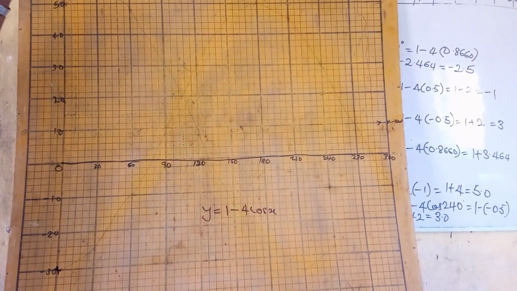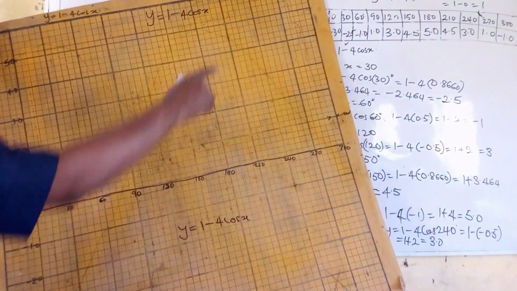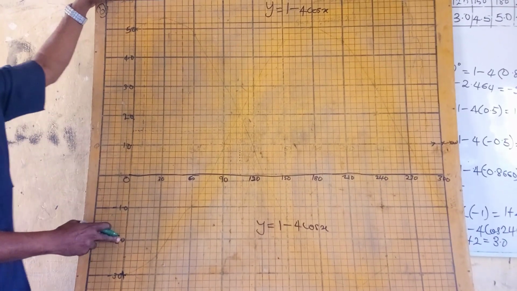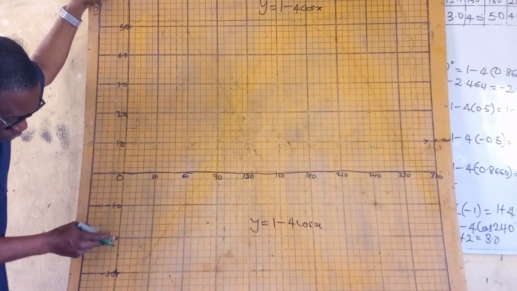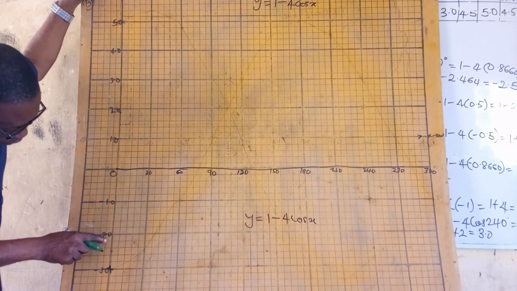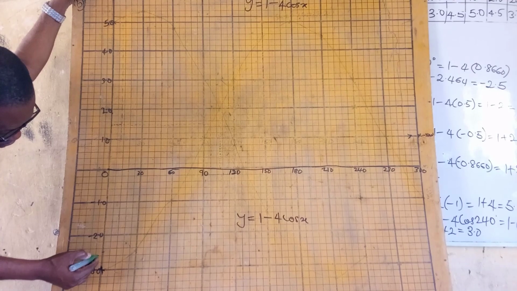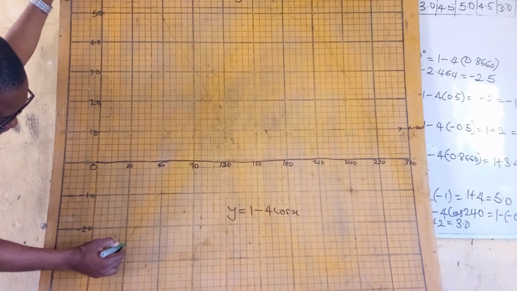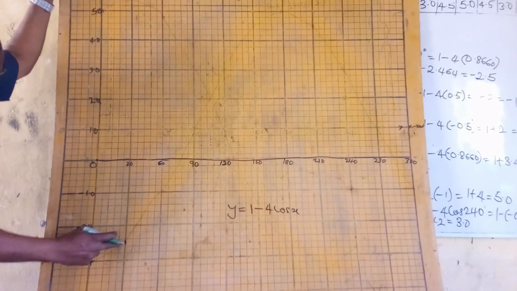We have it at that point. Now, the next one, when s is 30, it's minus 2.5. Minus 2.5 is just at the middle. If you look at the value from here to here, we have 5 holes here, 1, 2, 3, 4, 5. So the middle part is going to give us minus 2.5, and this is a point. When s is equal to 30, y is minus 2.5.